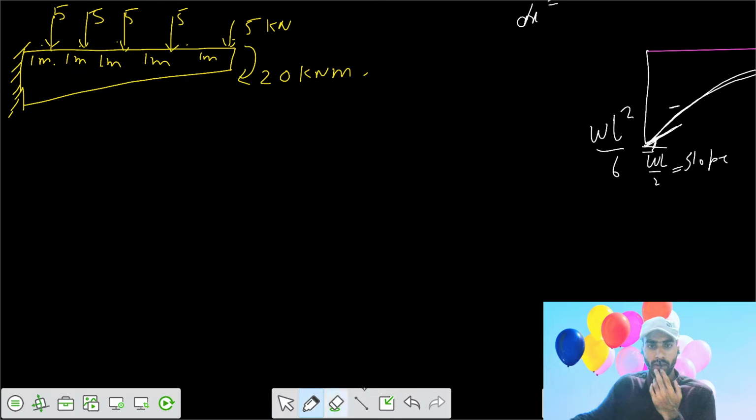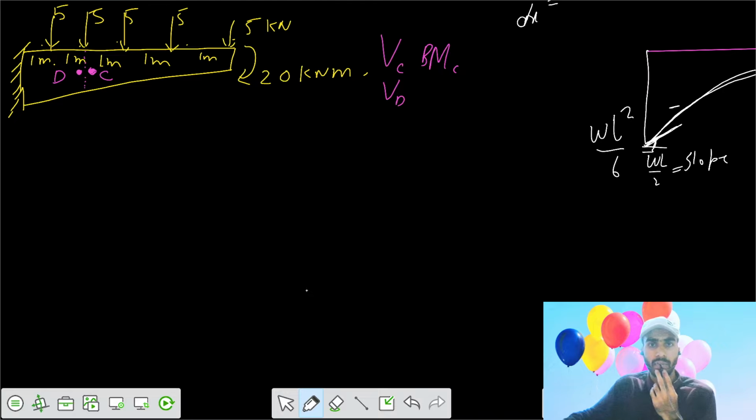Now we have a section at x equals 2. This is your 1 meter, this is your 2 meter. At x equals 2, we have 1 point just left of that 2 meter and one just right of that 2 meter. Say this is your point D and this is your point C. We need to calculate the shear force at C and the bending moment at C.